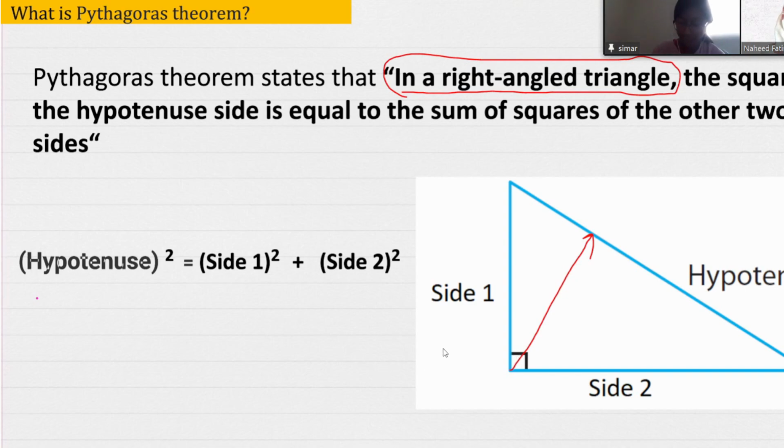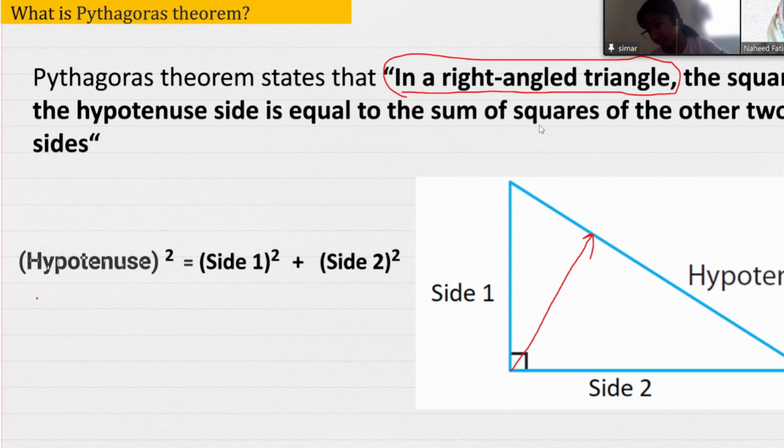Done? Almost. Yeah. Can you just read that? What did you write? It is opposite the 90-degree angle, and it is also the longest side of the triangle. Yeah, that's correct.